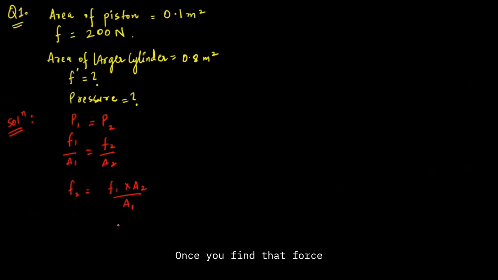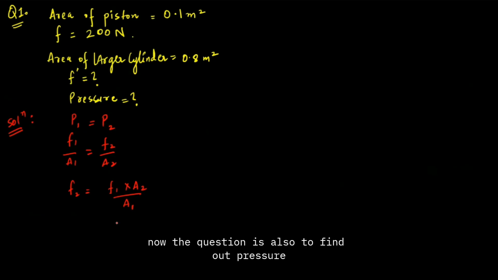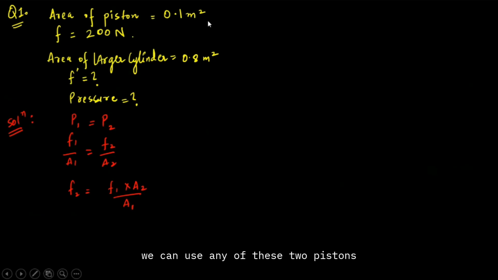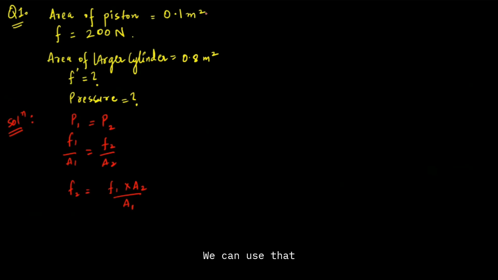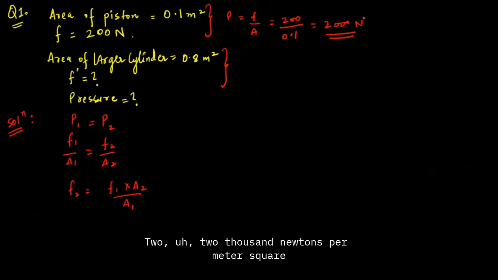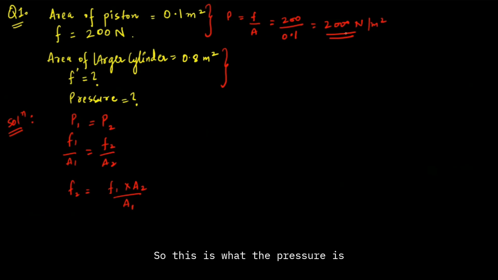Once you find that force, the question also asks us to find the pressure. In order to find the pressure, we can use either of the two pistons. So pressure is equal to force over area, which is 200 over 0.1, which is 2000 newtons per meter square. So this is what the pressure is. Solve this equation and tell me the value of force as well.